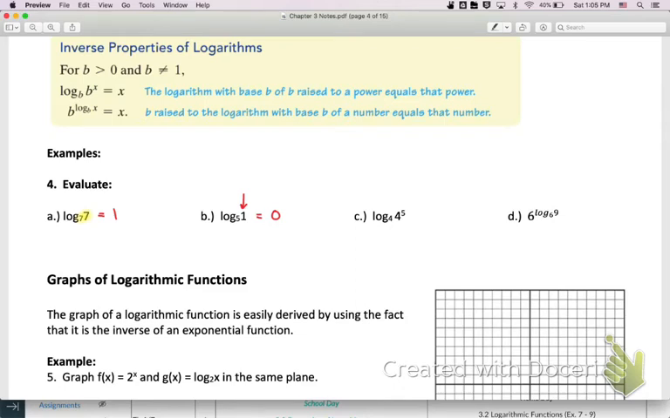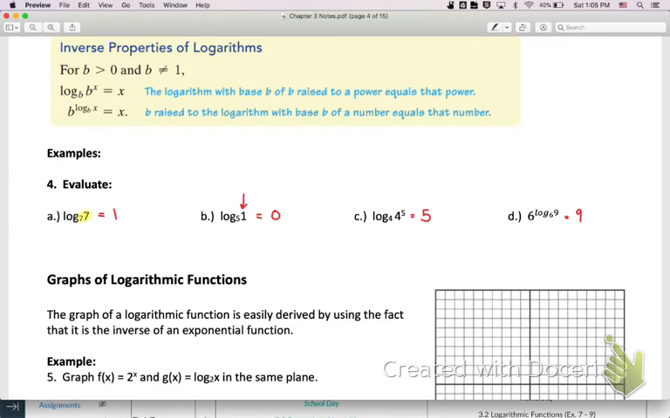Okay? The log base 4 of 4 to the 5th, the log base 4 undoes the base 4, and the answer is just the exponent that's left. And then for part D, 6 to the log base 6 of 9, the 6 and the log base 6 undo each other, and so you're just left with what's inside the log, which is 9, okay?